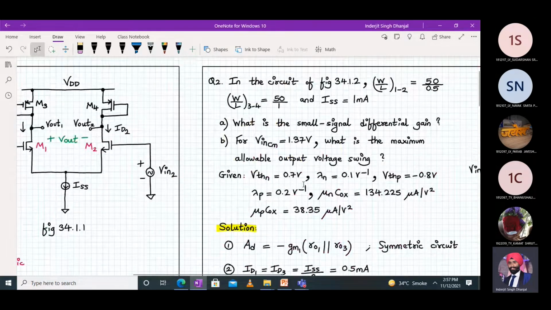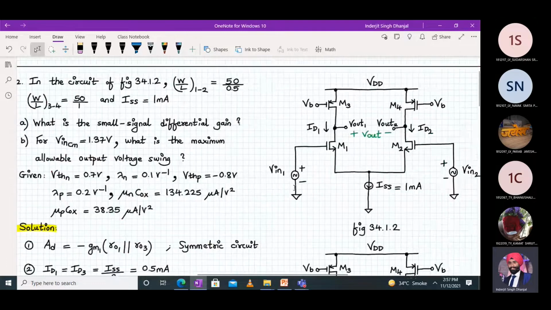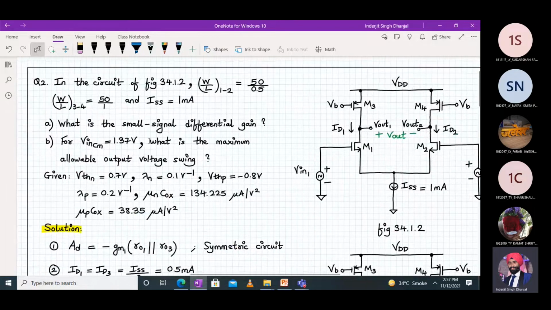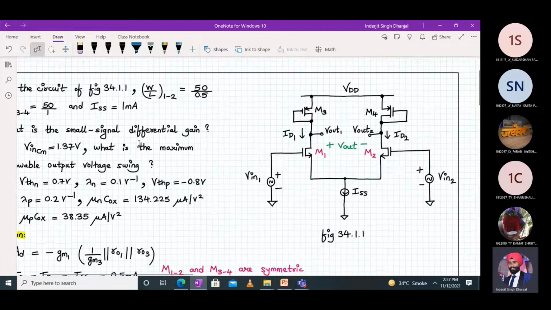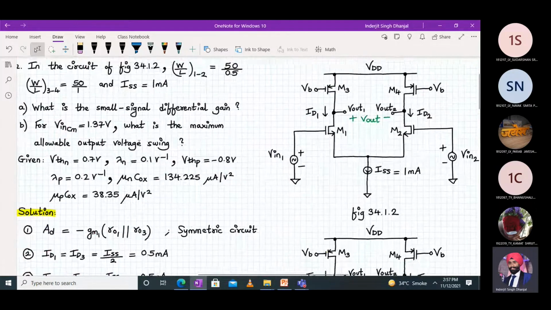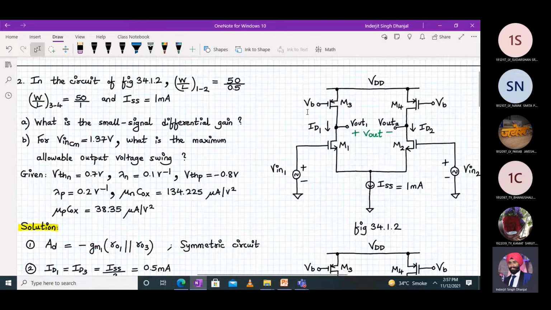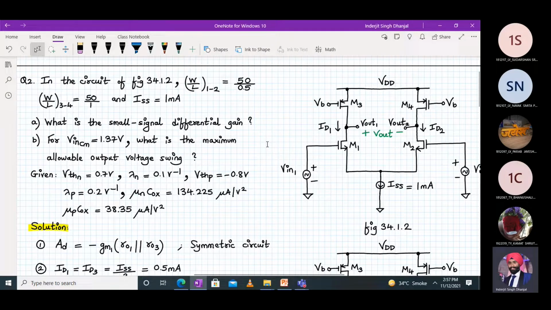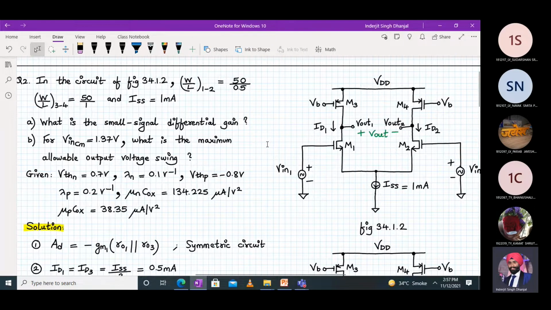So second case, exactly the same data. Exactly the same data is given as numerical number 1, so most of the things will be common. Only thing is, instead of having a diode connected load, we have a PMOS current source load. So I will tell you not to write it down, not to solve this here. You can solve this. I will be providing you with this PDF.